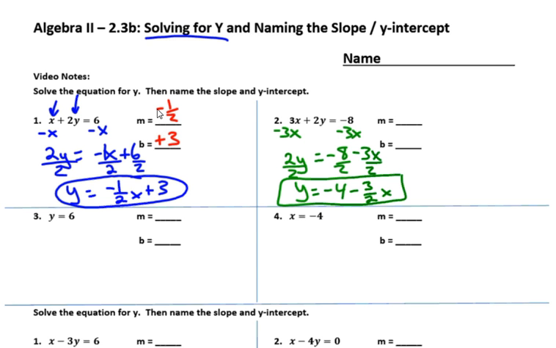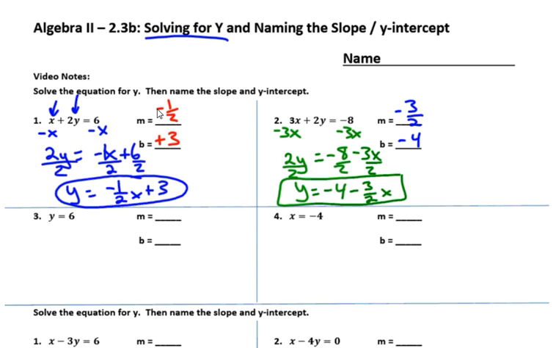Now I need to name the slope and the y-intercept. The slope is the number in front of the linear term, the number in front of the x, which is negative 3 halves. And the b is the constant, the number that's by itself. That's a negative 4. You have to have the negative there. You did not have to have the plus on number 1, but you have to have the negative on number 2.